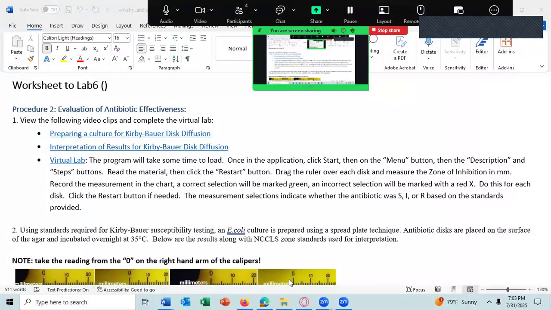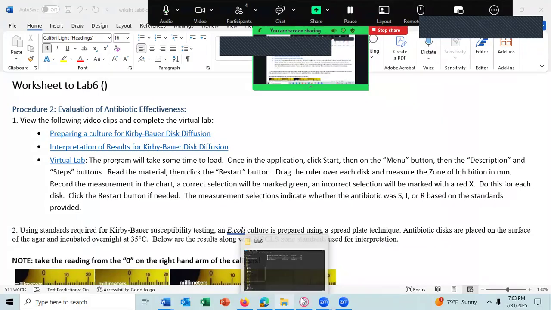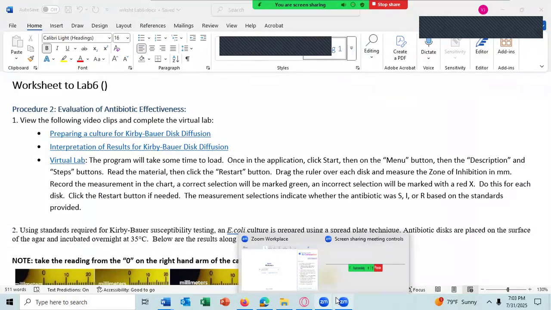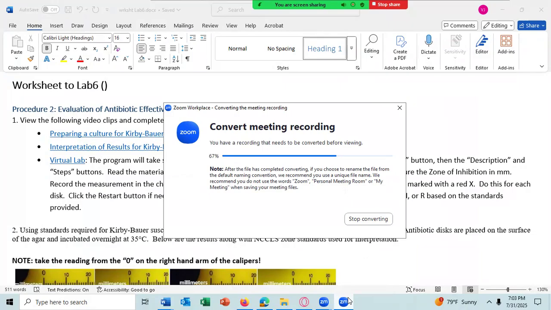Let me share my screen here. No, that's not it. We got too many Zoom things here open. Just a minute here. Here we go. My computer is going to be a little slow because it's still working on the lecture file. Let's see where we are on that. 67% done, so we have a ways to go.